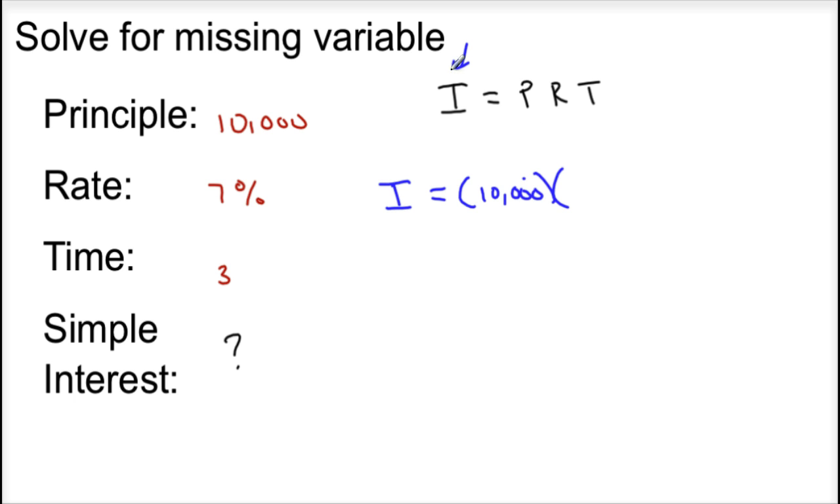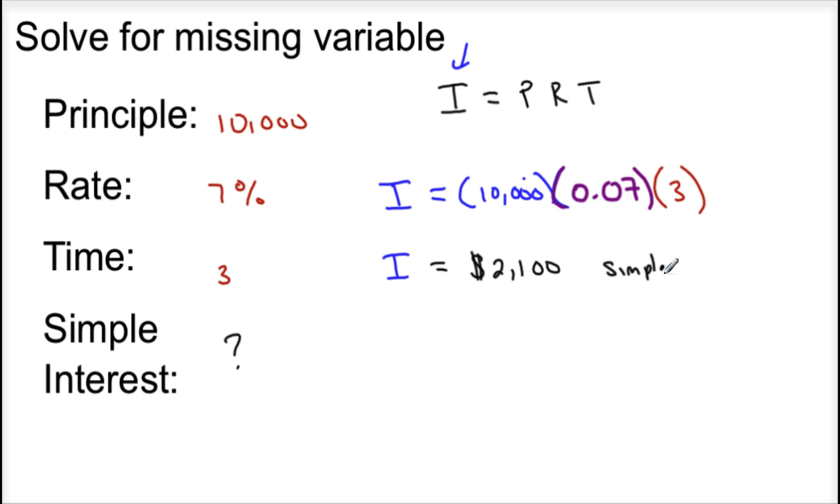times R, which is 7%. One little thing we have to do with the 7%, turn it into a decimal. 0.07 times T, and T is 3 years. And again, T is always in years. So we're going to put this into our calculator. We're going to say 10,000 times 0.07 times 3. So we should get an answer of $2,100. So this is the simple interest.